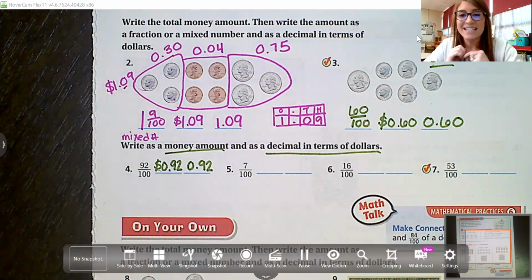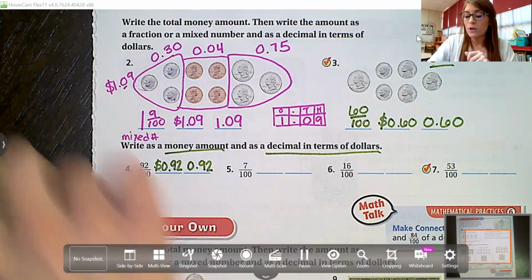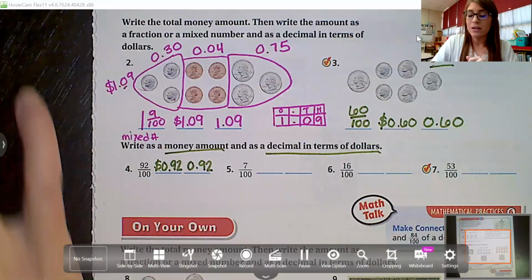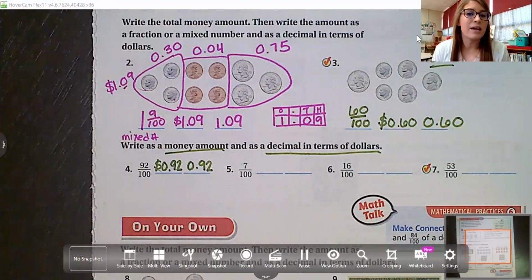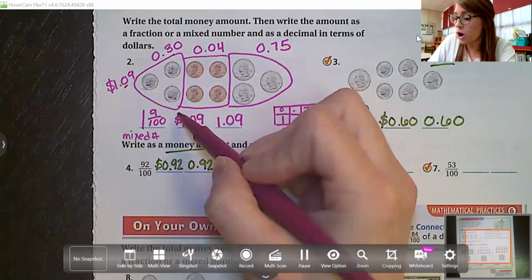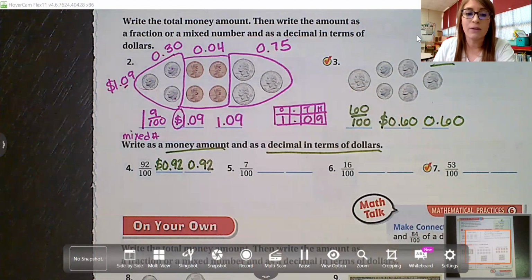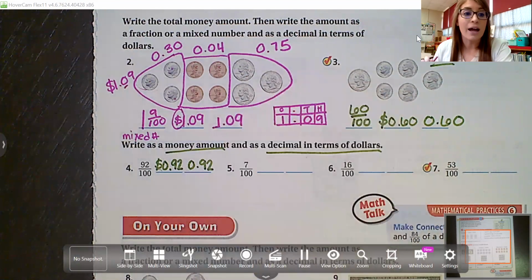And that is it. If you knew how to write money amounts before this lesson, you are already ahead of the game. I just want you to make sure that you do not get mixed up with the decimal in terms of dollars and the money amount. The money amount is always going to have the dollar sign in front of it. The decimal in terms of dollars will not.